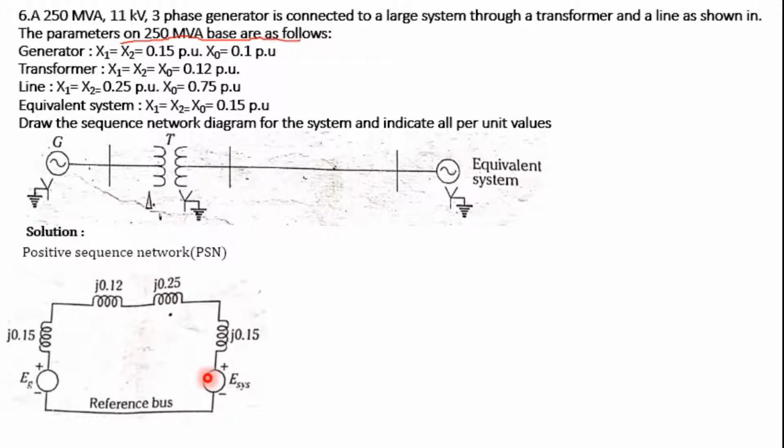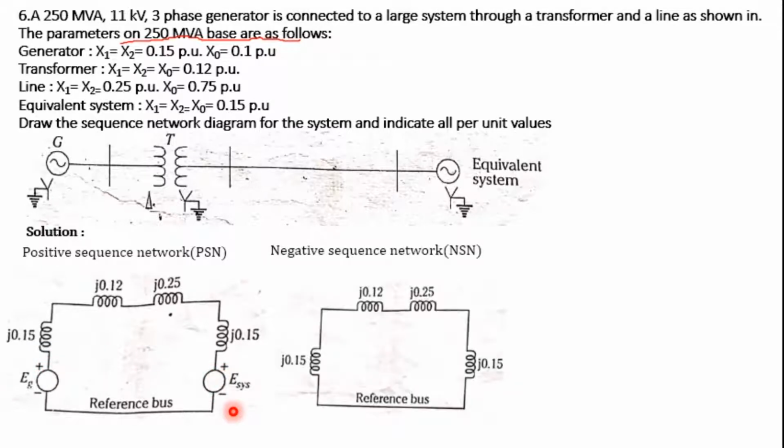I told you that the negative sequence network looks like the positive sequence network, but we need to consider that the source of EMF is short circuited. So perhaps we can see that for all the components the positive sequence is the same as the negative sequence, and the source of EMF is just short circuited.